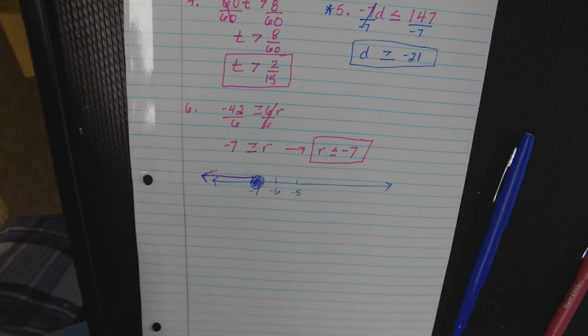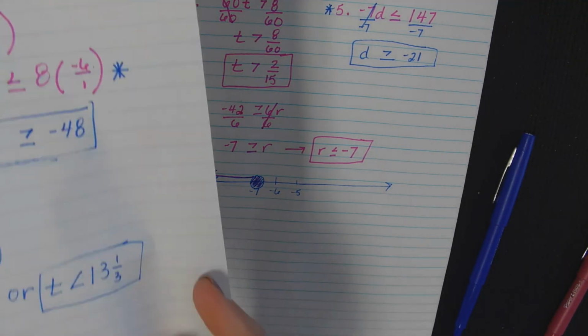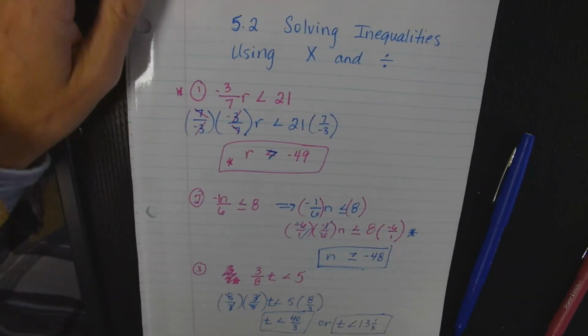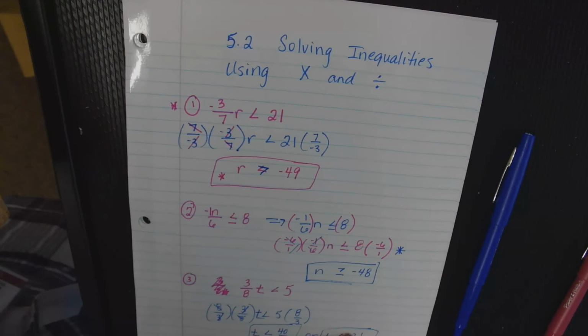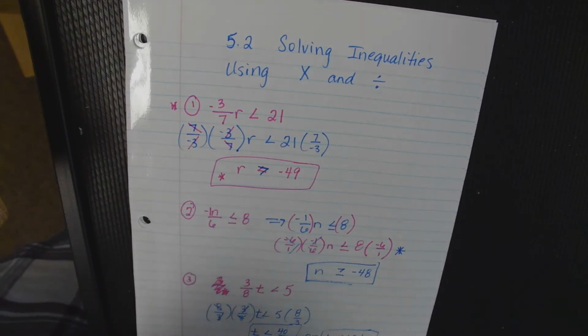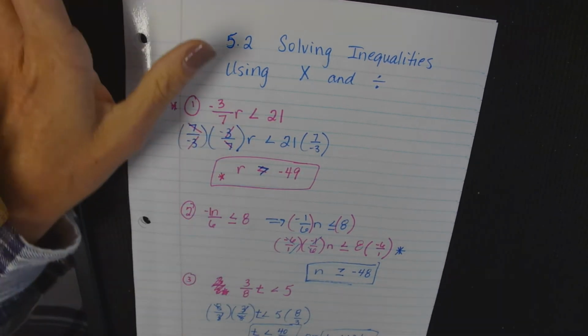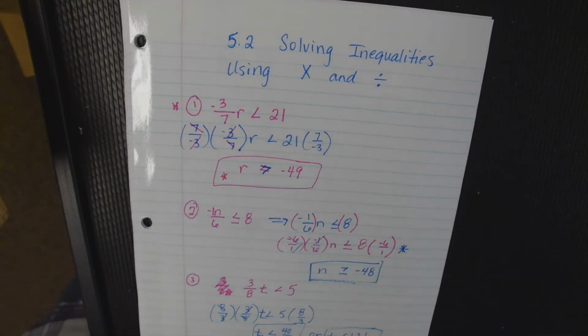Guys, that is basically it for lesson 5-2. I do caution that you pay attention when you're multiplying and dividing by negative numbers. It can get a little tricky, so when you do your homework, watch out for that. Email me if you have any questions, and please plan on an open note quiz Friday. Hope everyone's doing well.